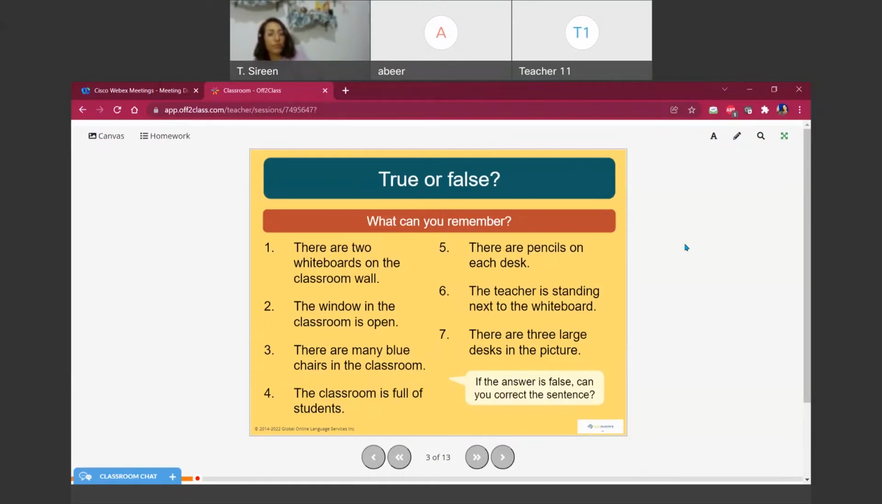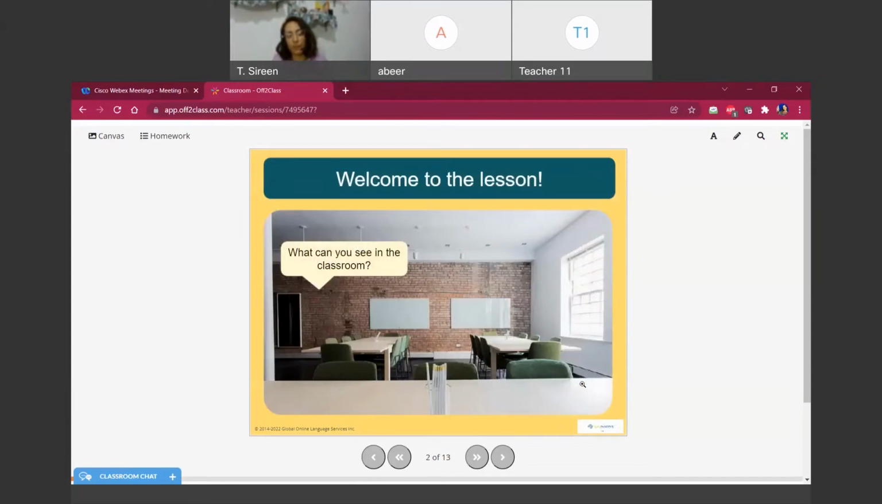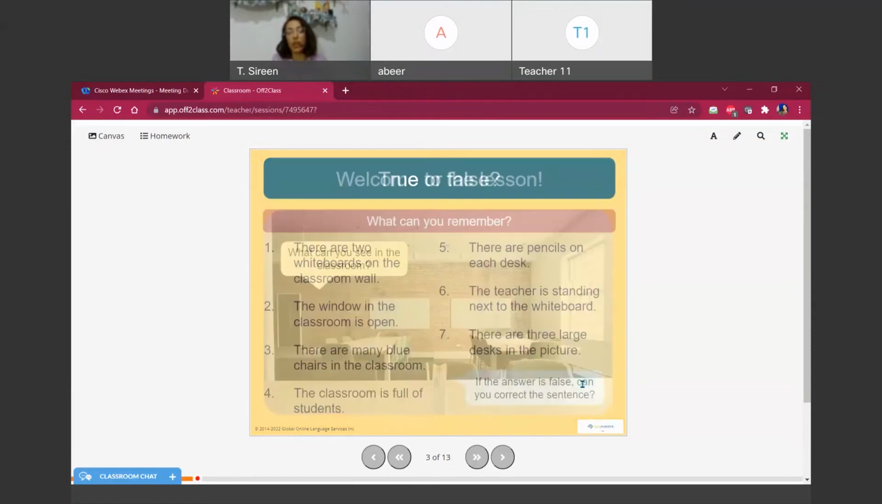And 7. There are 3 large desks in the picture. True. Are there any pictures? No. Okay, now we continue.